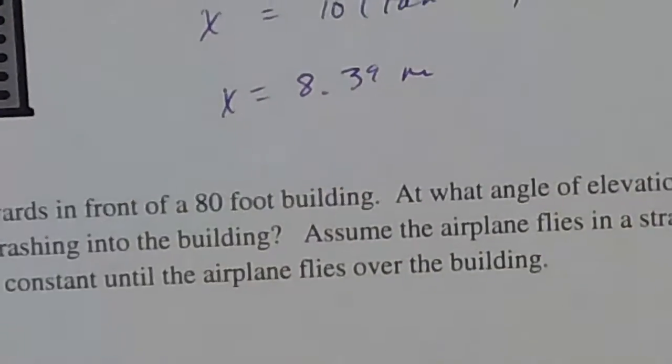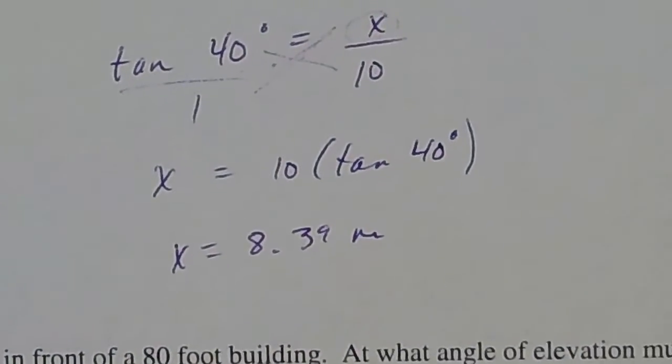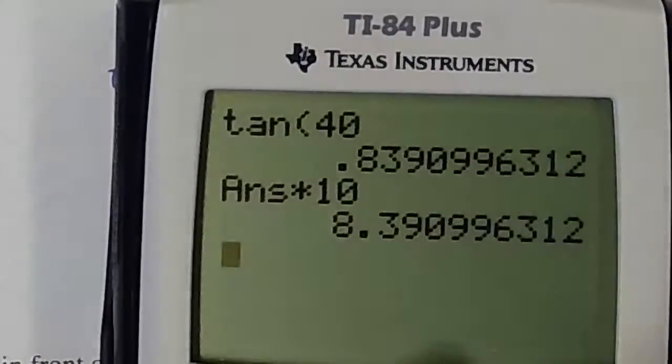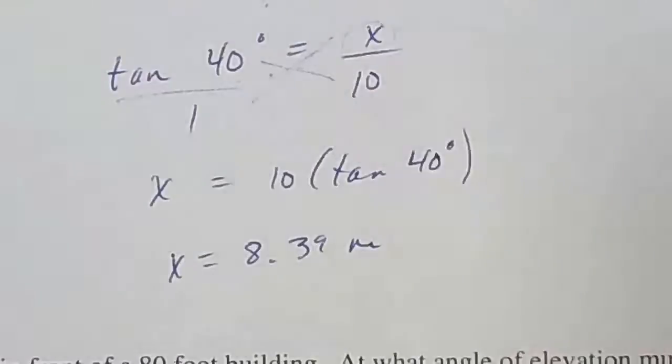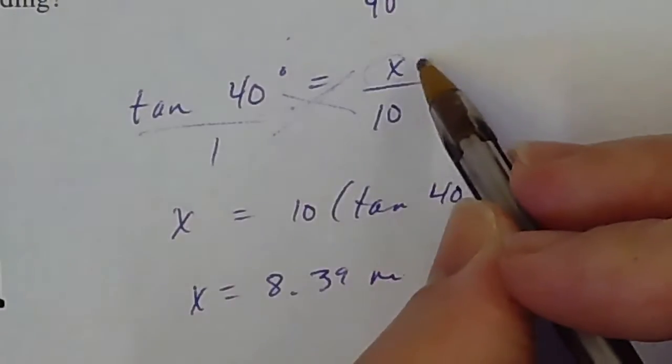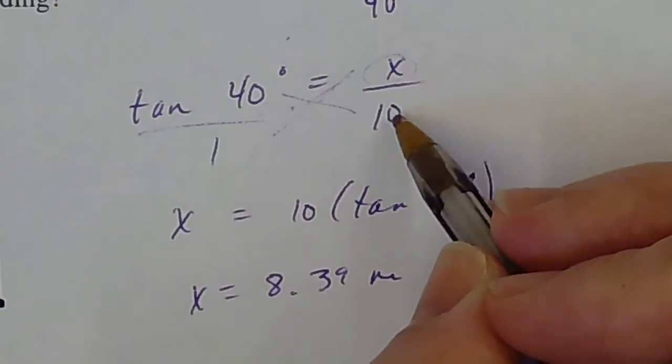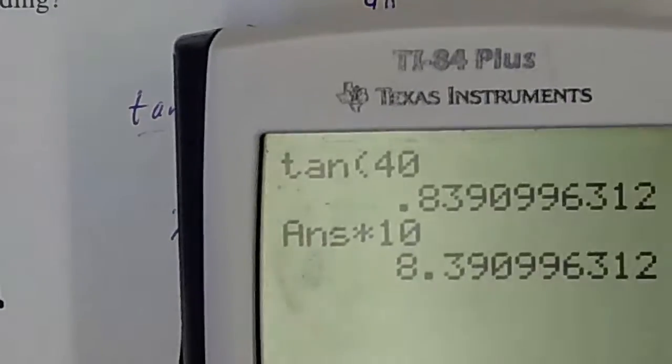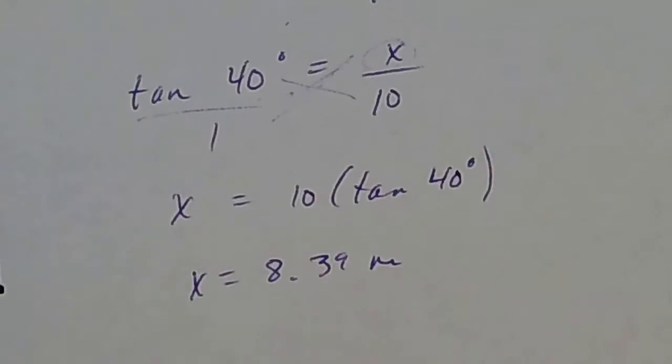You can always check your answer. 8.39 meters, tan 40 is equal to what? The 0.839? Well, throw in 8.39 right here and divide it by 10 and see what you get. It's going to be the same decimal, 0.839, okay?